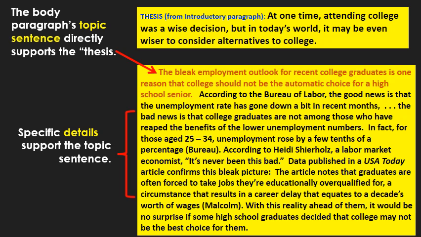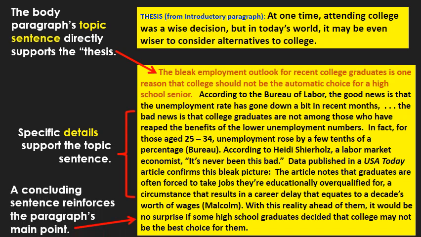Then the details within that paragraph should support that paragraph's topic sentence. And in this case, it does. The student has included some research to support her point about the bleak employment outlook. And finally, a concluding sentence should reinforce the paragraph's overall point. The concluding sentence is sort of like another version of the topic sentence, but at the end of the paragraph.